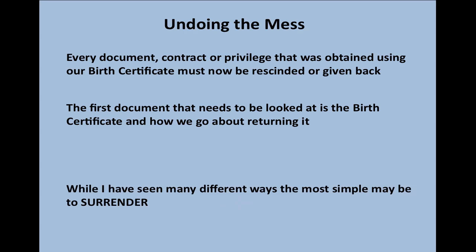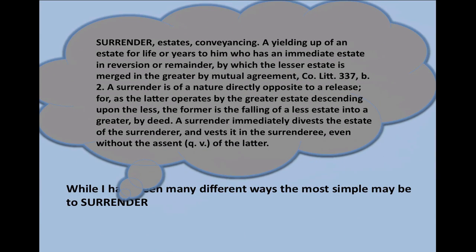Okay, well, I've seen many different ways. The most simple way may be to surrender it. So let's look at what surrender means. Once again, it's conveyancing, estates conveyancing, a yielding up of an estate for life or years to him who has an immediate estate in reversion or remainder, by which the lesser estate is merged in the greater by mutual agreement.